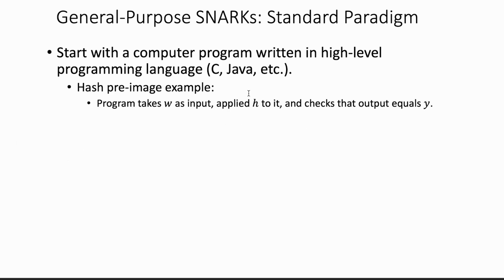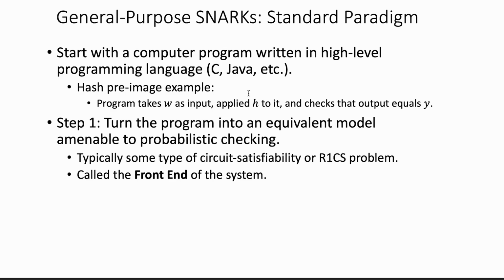So how are snarks designed? At a high level, most snarks work via a 2-step paradigm. Ideally, you would start with a computer program written in a high-level language, and that computer program is just going to take the witness that the prover claims to know as input and check that the witness satisfies the property claimed by the prover. So in this hash preimage example from earlier, where the prover claims to know a preimage under a cryptographic hash of some hash output, the program would just evaluate the hash on the witness and check if it equals the claimed value.